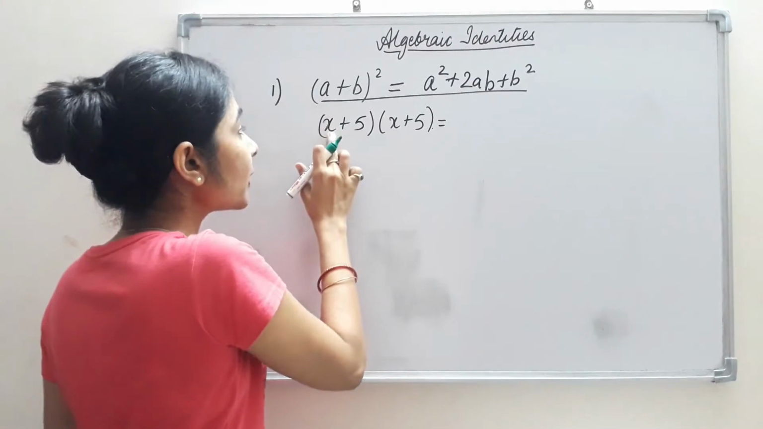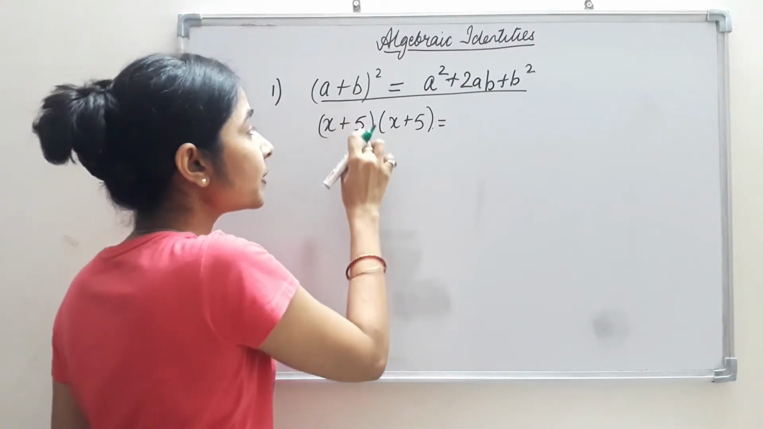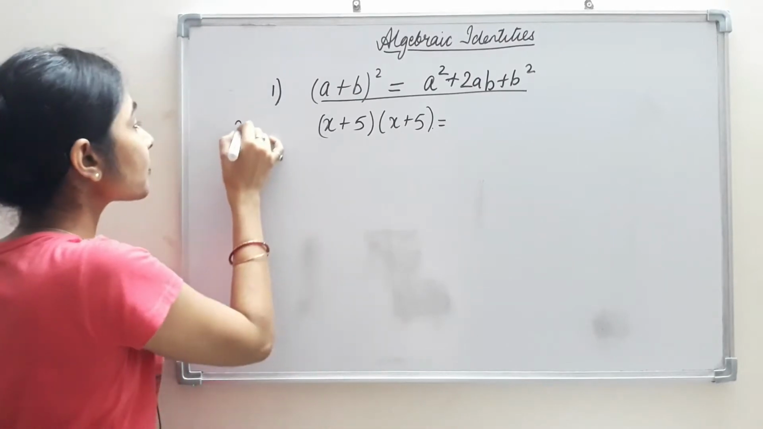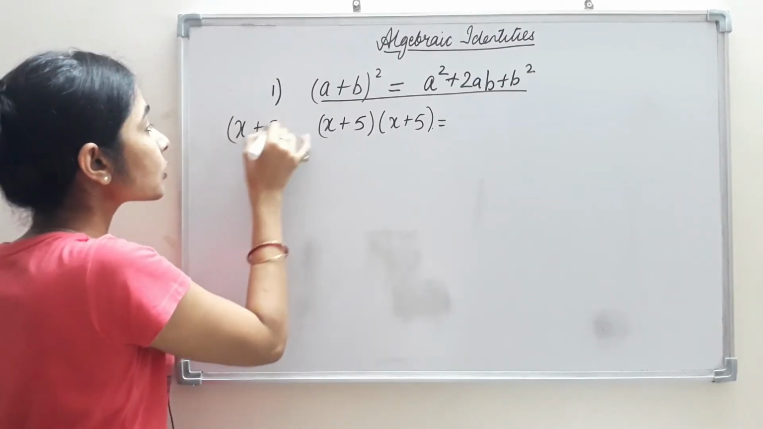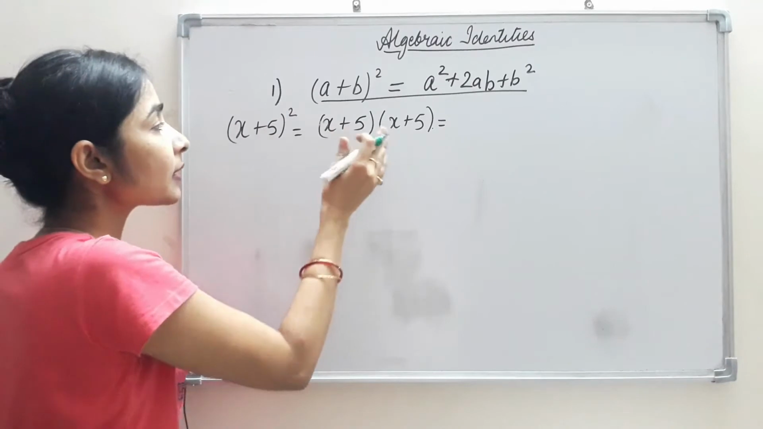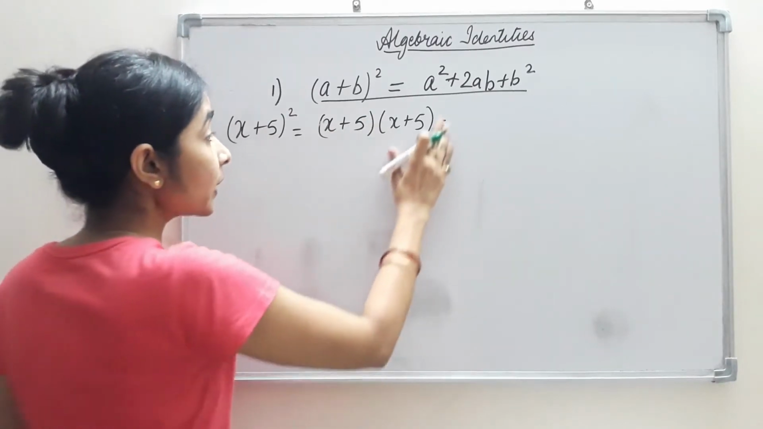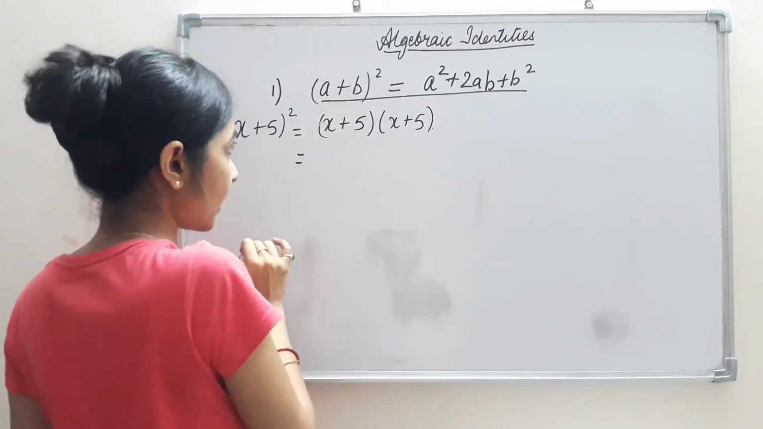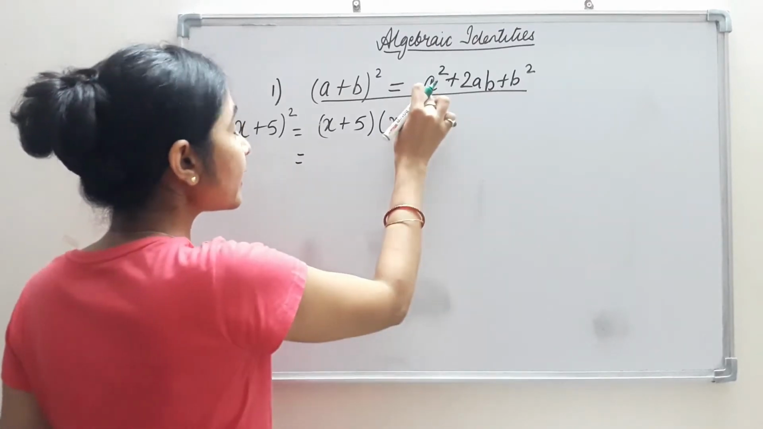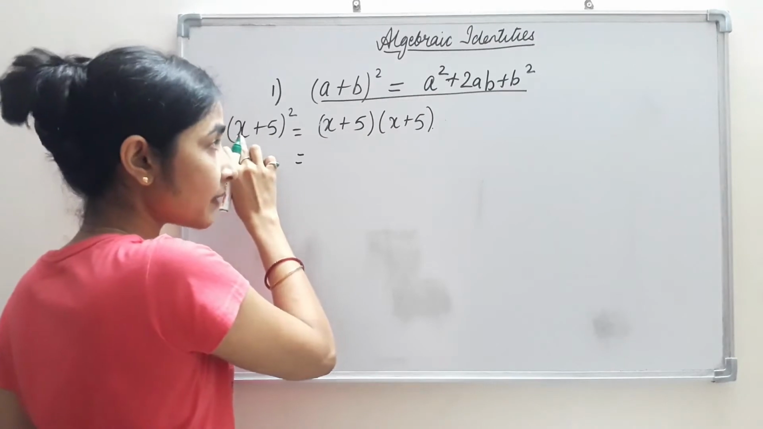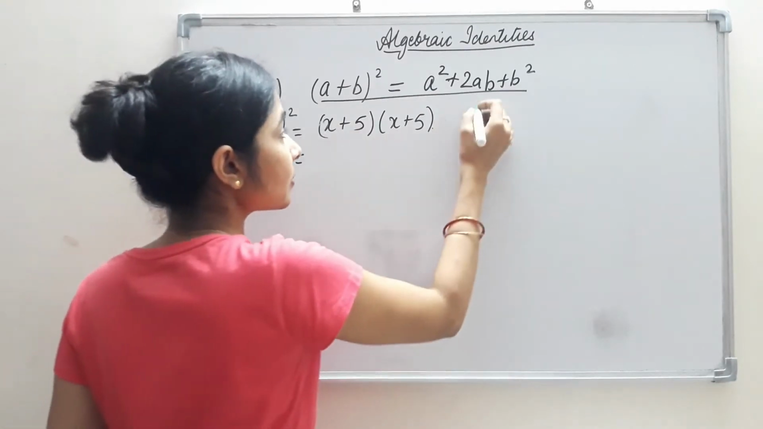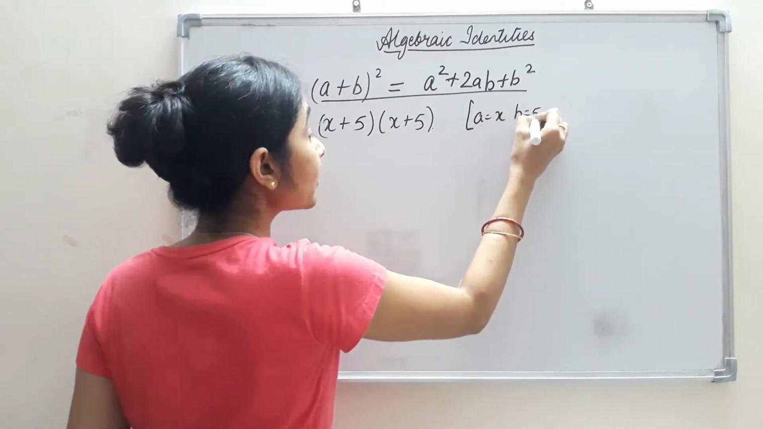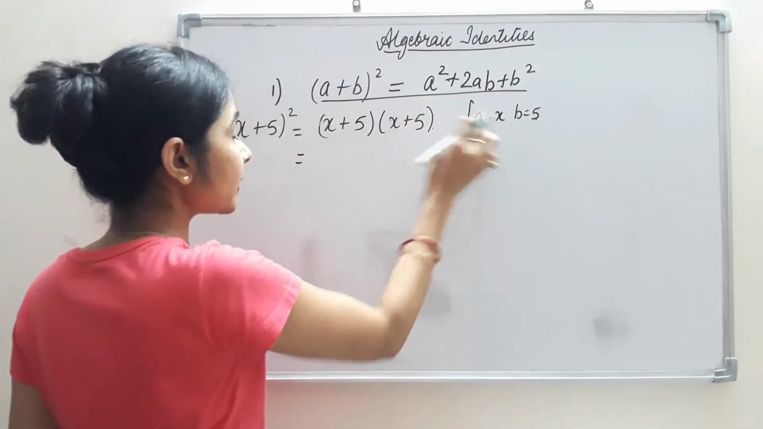Now, in place of a I have x, and in place of b I have 5. What I am actually supposed to find is x plus 5 whole square, that is x plus 5 into x plus 5. What will I get as the answer? I will get a square. In this question a is equal to x and b is equal to 5, so in place of a square I will get x square.